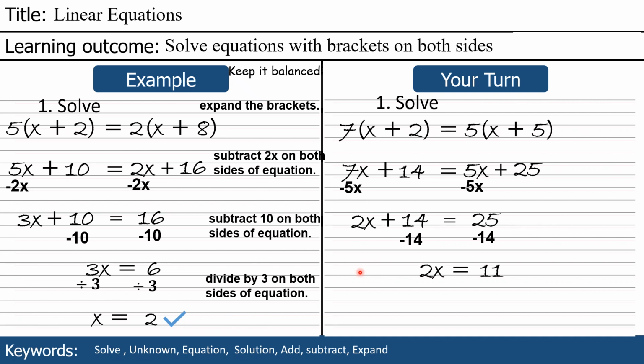Now we have 2x equals 11. Again, you undo the last operation done to x. So here we have x multiplied by 2. And the reverse of multiplying by 2 is dividing by 2. So we divide both sides of the equation by 2. And we now have x being equal to 11 divided by 2, which is 5.5.